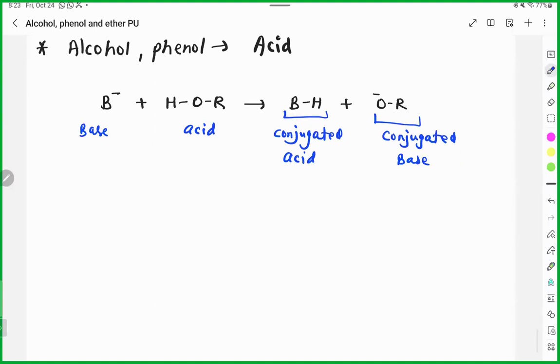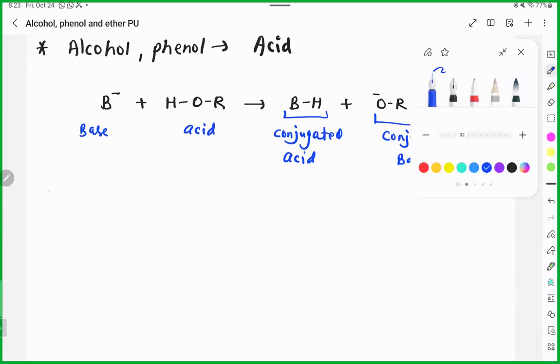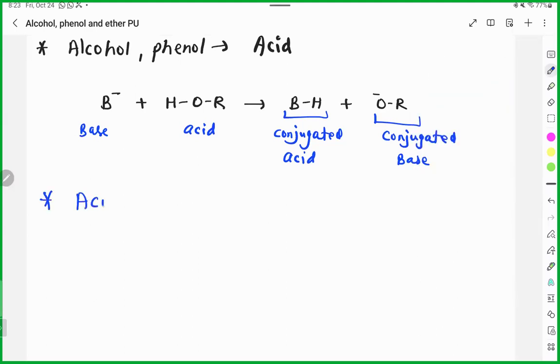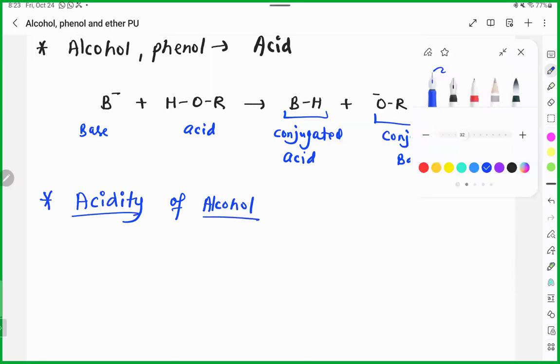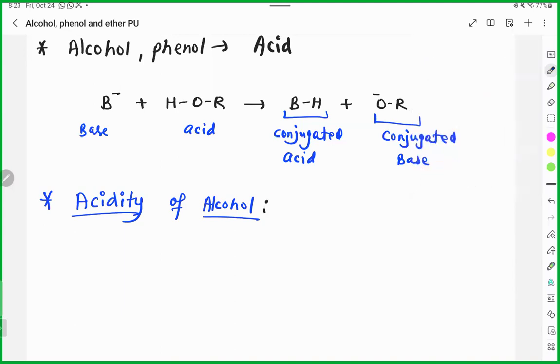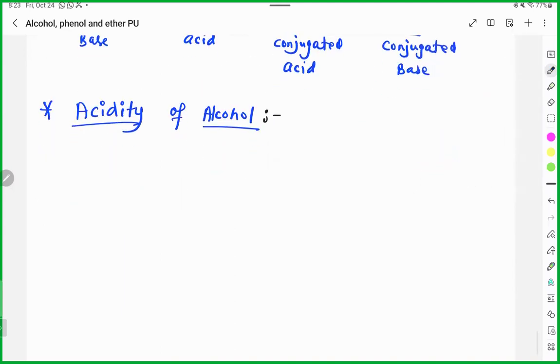Got it? Next part, very popular, extremely popular. You can usually expect one question from this part: acidity of either alcohol or phenol. Based on the GOC you have studied, tell me the basic criteria in case of acidity and basicity, how you decide whether a compound is more acidic or basic. The lone pair should be less available for acidic.